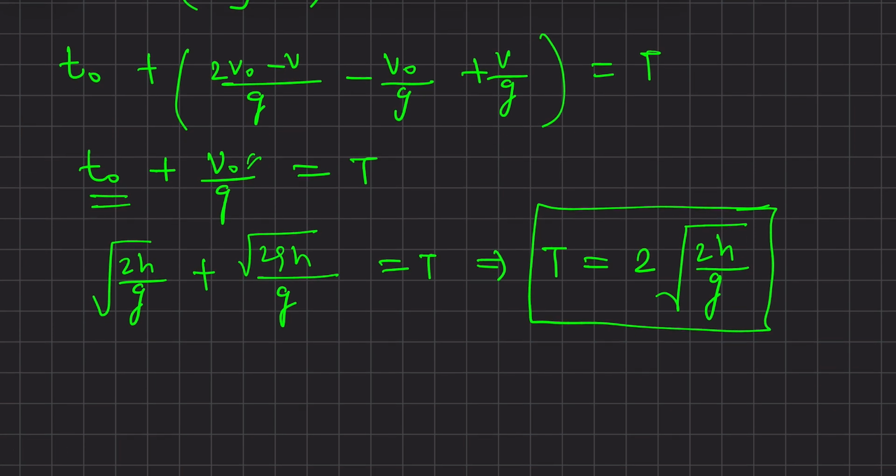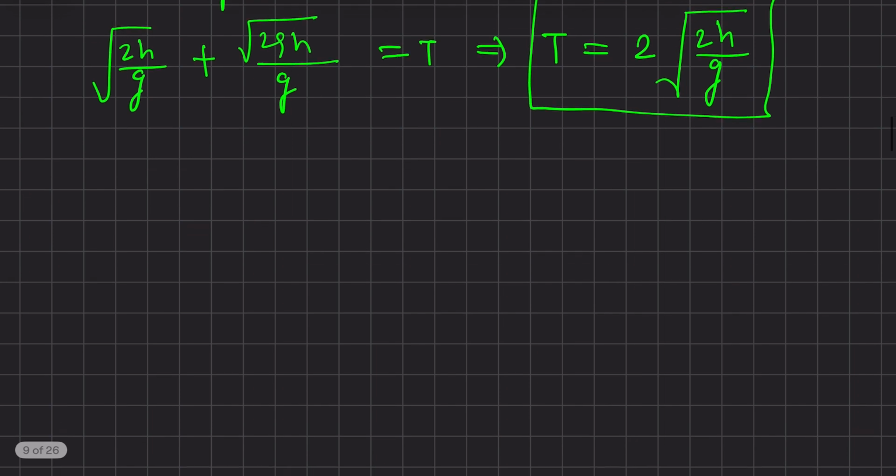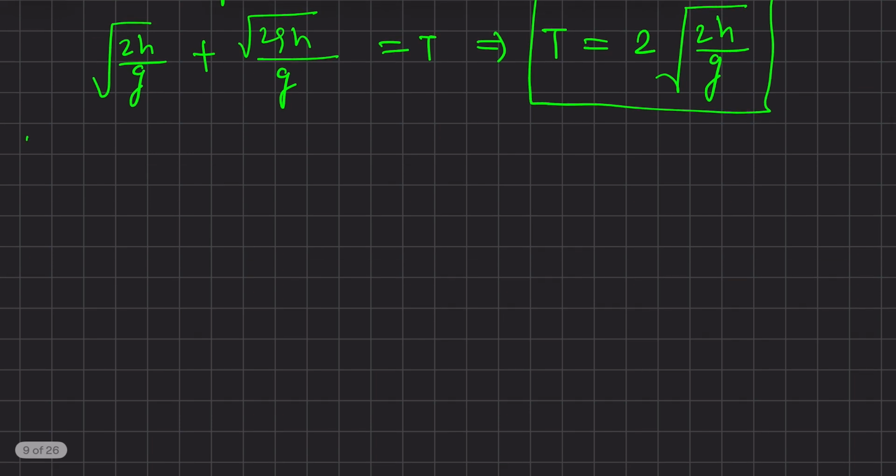So if you want to find out the value, guys, you can put the value of h, you can put the value of g, you can get the answer. But that is not my interest. My interest now is finding the interval after which this event is going to be repeated again and again. So that is the second part of the question, part 2 of the question.